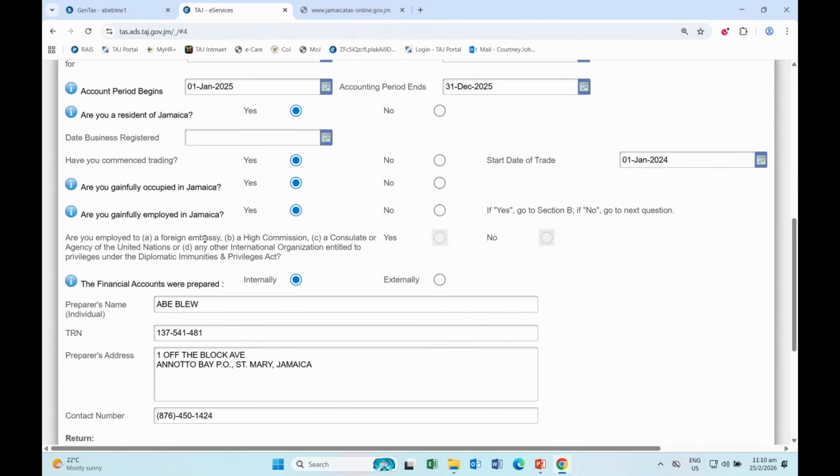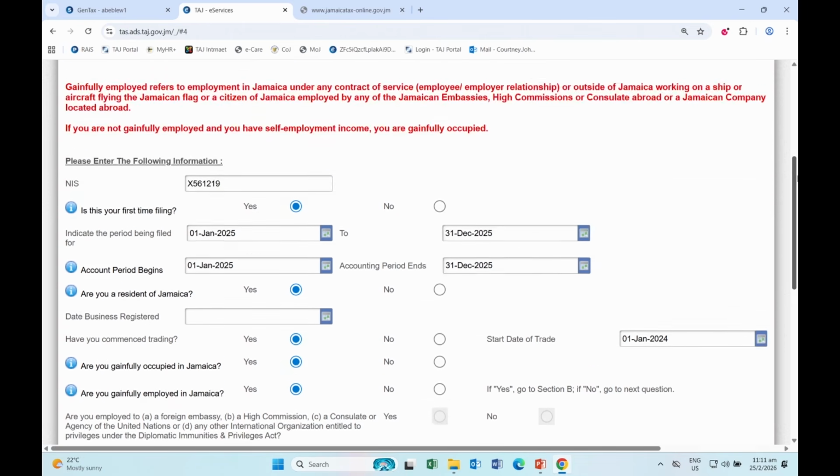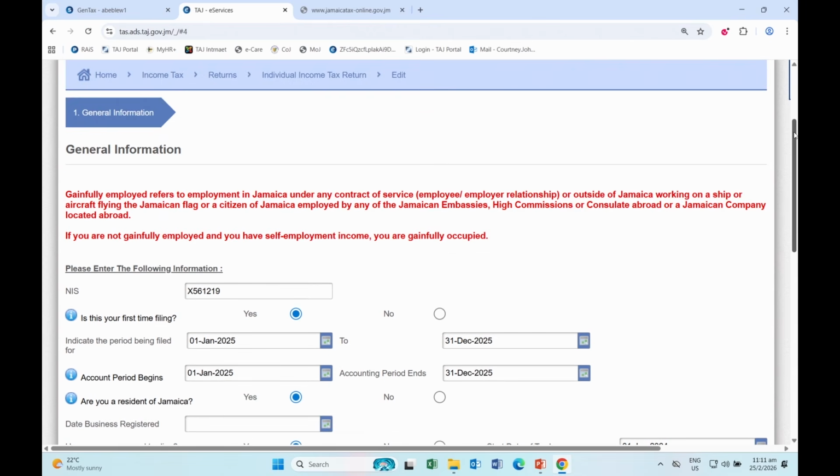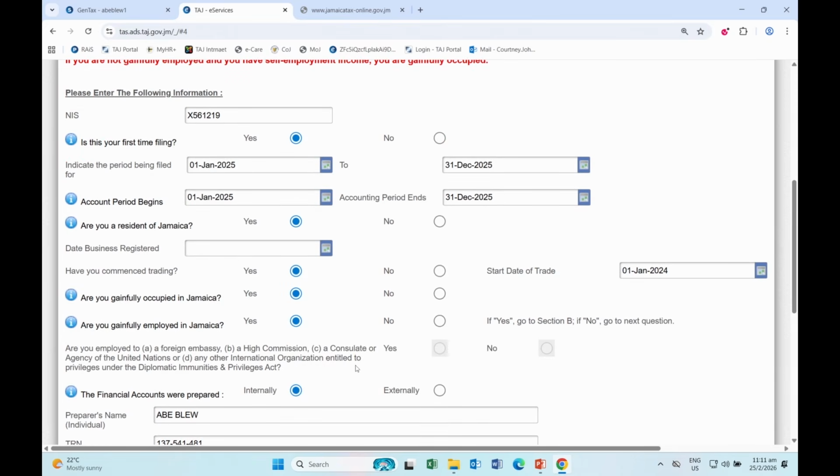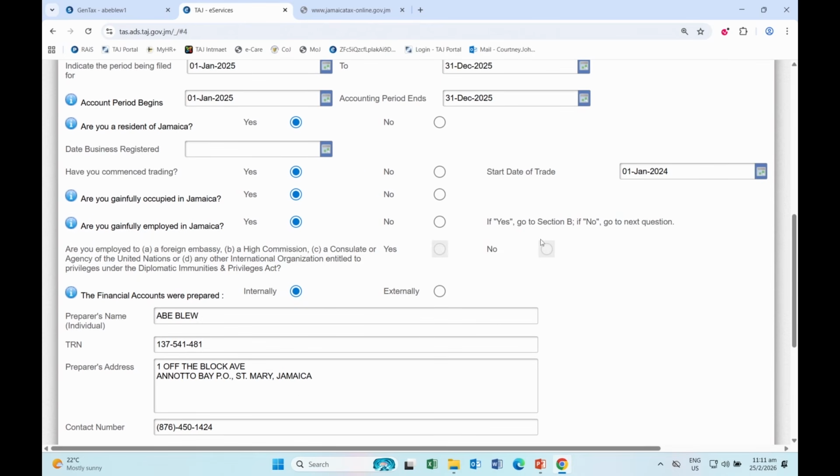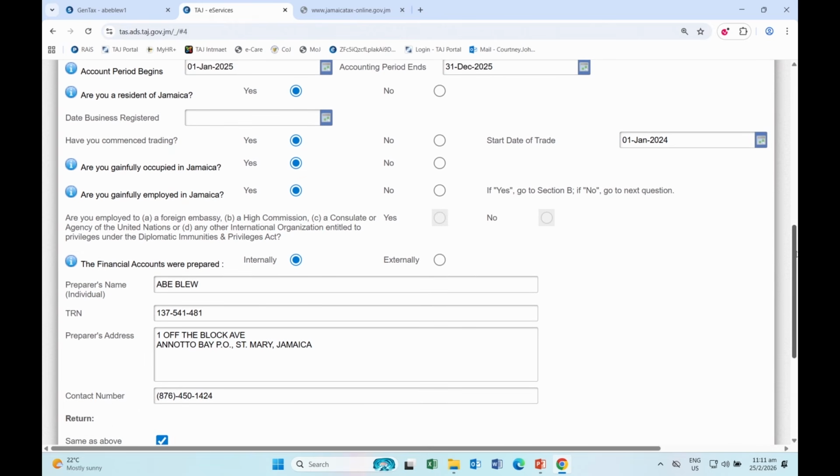He's not employed to a foreign embassy or high commission, so that is going to be grayed. Once he selects employment, that part is going to be grayed. The financial accounts were prepared. Now, we understand that especially for small and medium enterprises, you may not necessarily have somebody external to you that prepares your annual returns. So the option is available for you to select yes, to select internally if you're the person who does it, or externally if somebody outside of yourself who you would have given designation to prepare it.